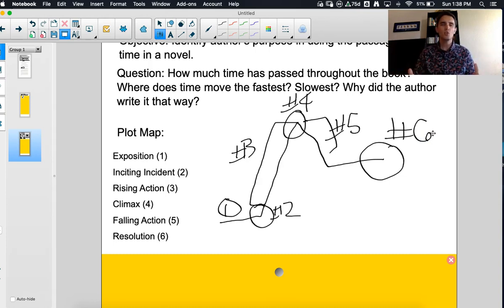We're not going to talk too much about that, but you will see, especially when we go back to our question of how much time has passed throughout the book, we're not going to have a lot of passage of time in the exposition. It's traditionally right here between 2 to 4 that we're going to have the most passage of time. That's when our characters are out on their journey. They're going through the stages. They're having to get stronger to fight whoever the antagonist is.